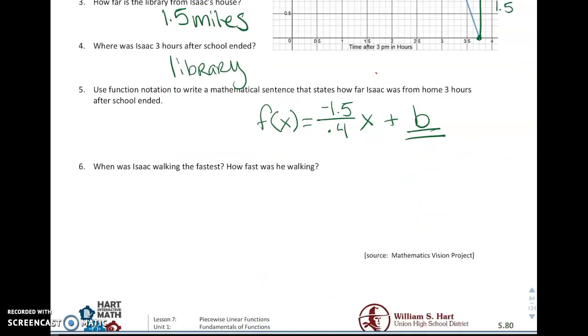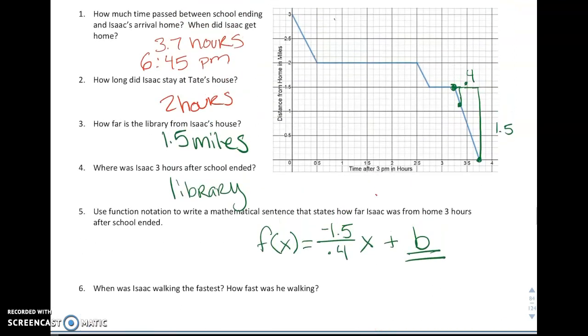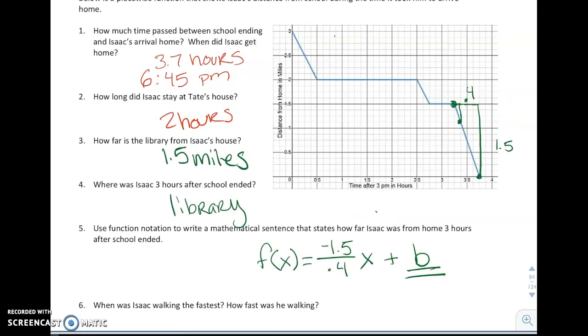Then it asks, when was Isaac walking the fastest? How fast was he walking? So I'm going to look here. And I'm wondering what this is. This is a 2, down 1, 2, 3, 4. So that's a 4 over 2. This is a 2, 1, 2, 3, 4. 4 over 2.